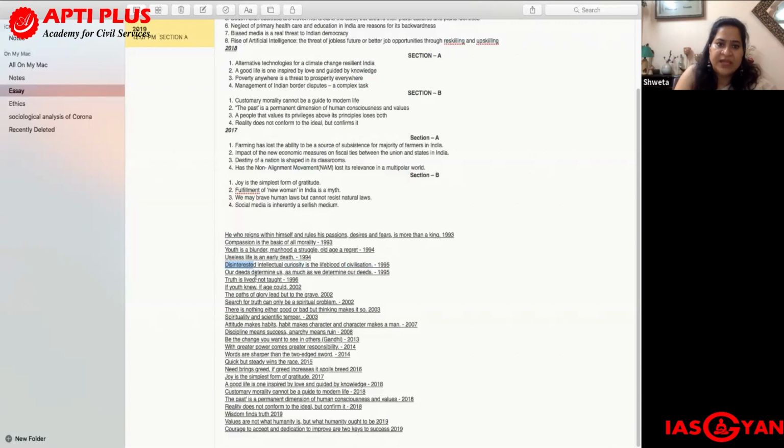Then it says, our deeds determine us as much as we determine our deeds. Okay, so our actions are defining us as much as we and our personality, our values are defining our actions, vice versa. Okay, so again, you can see there is an echo of the same topic that we discussed just a few minutes back, that was customary morality. The topic that we were discussing, reality does not conform to the ideal but confirms it. वैसा ही कुछ है. Our deeds determine us as much as we determine our deeds, right? Okay. So how can we determine our deeds? We can determine our deeds through our morality, through our sense of values, ethos, right?